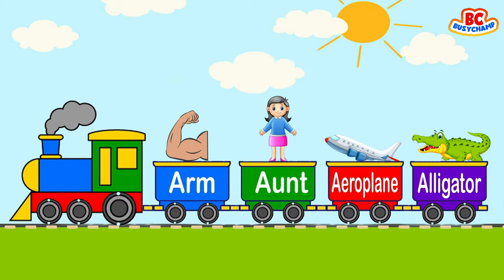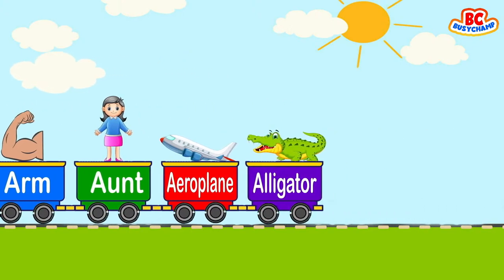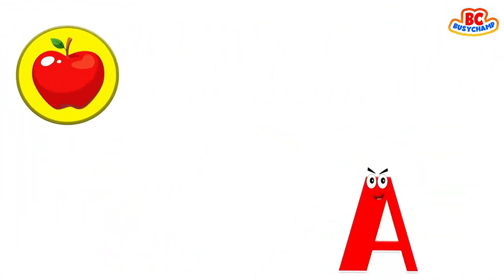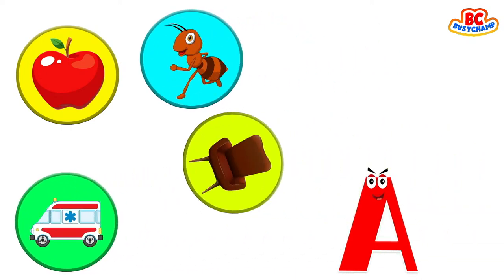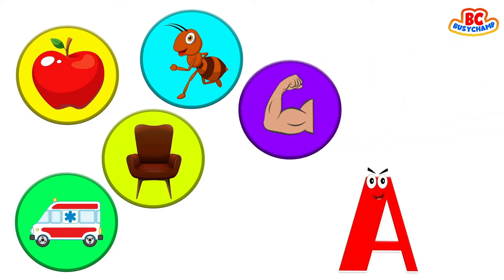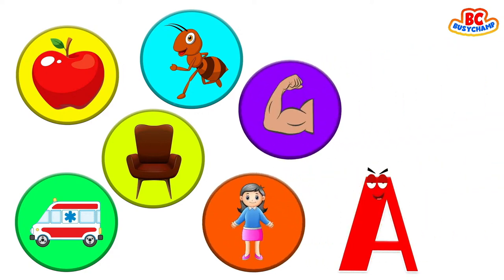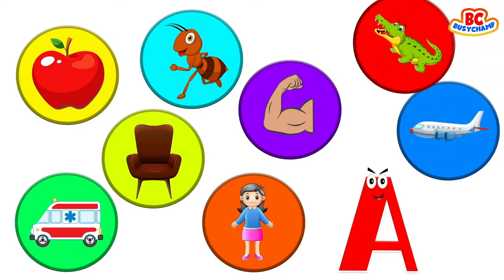Let's revise the words with the letter A. Arm, aunt, aeroplane, alligator. A: apple, ant, ambulance, armchair, arm, aunt, aeroplane, alligator.